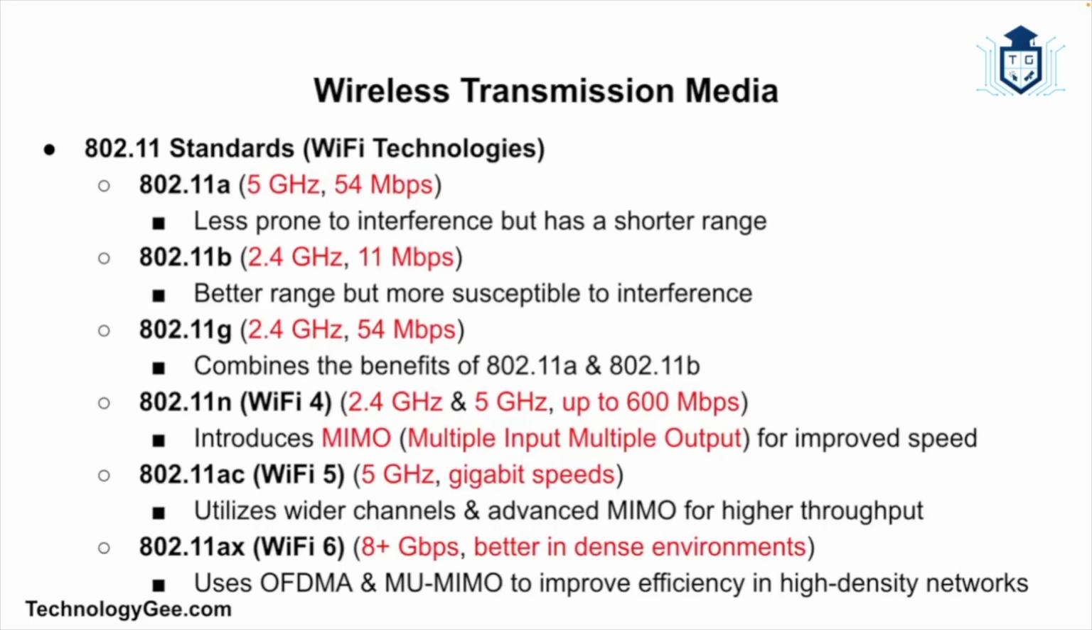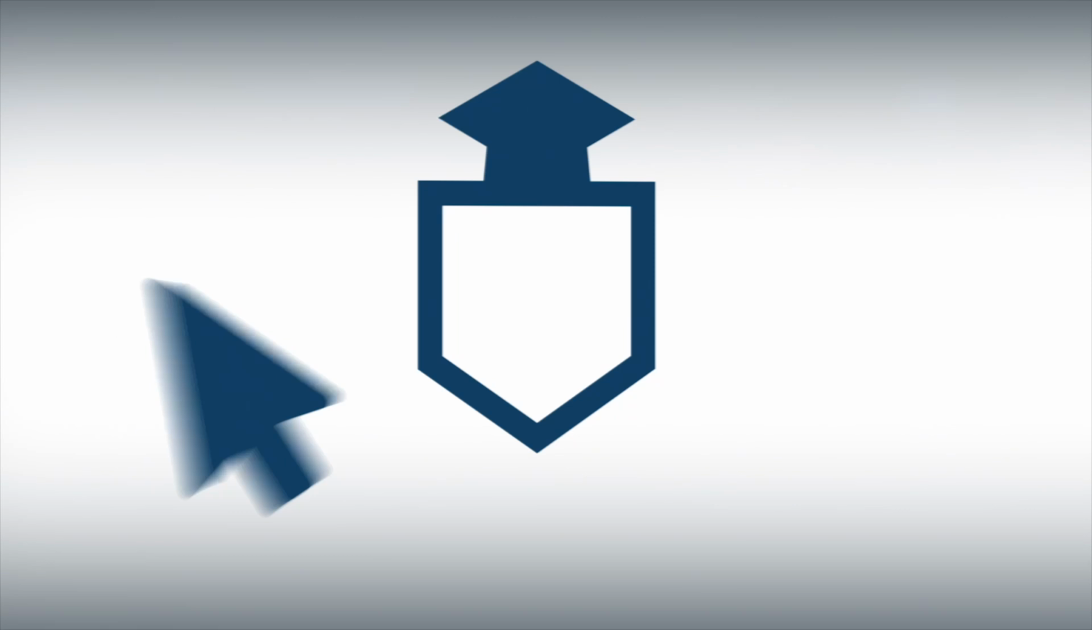All right, so let's start off with our 802.11 standards. The 802.11 standards govern wireless local area network communication, and they define the specifications for different Wi-Fi technologies. So we have 802.11a, and this operates in the 5 gigahertz band with the maximum theoretical throughput of 54 megabits per second, and it is less prone to interference but has a shorter range compared to 2.4 gigahertz standards.